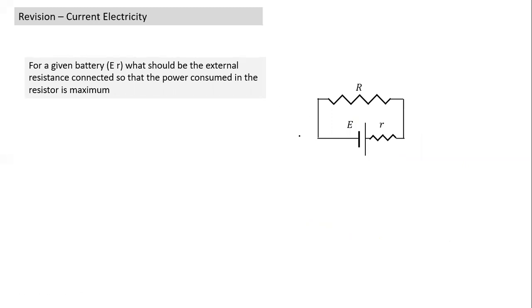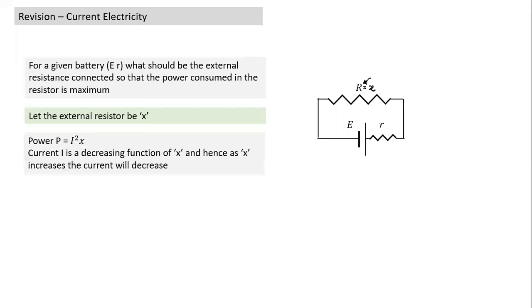Now, we also did something else. Suppose we have a battery here. This battery has EMF E and an internal resistance r. And R is a variable resistance. What should be the value of R so that power consumption in R is maximum? That's the maximum power consumption condition. Since R can vary, we'll take it as X. This resistance here is X. So when would it consume maximum power? That's what we need to find.